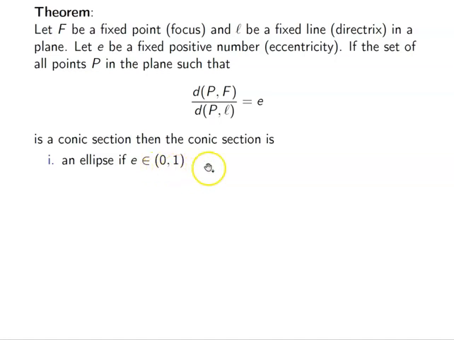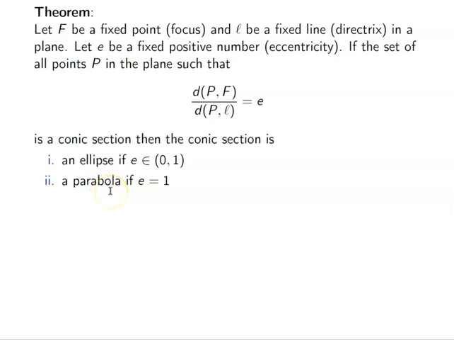If the eccentricity is between 0 and 1, not including 0 and not including 1, again, a fixed positive number so 0 is not included, and in this case we're not going to include 1 either, it'll be an ellipse, right? So if this ratio between the distances of the point to the focus and the point to the directrix is, let's say, 0.5, it's going to be an ellipse, okay? And if it's equal to 1, it's going to be a parabola.